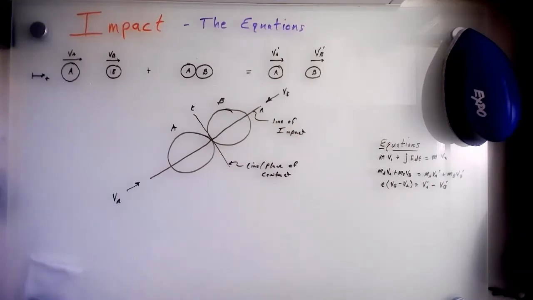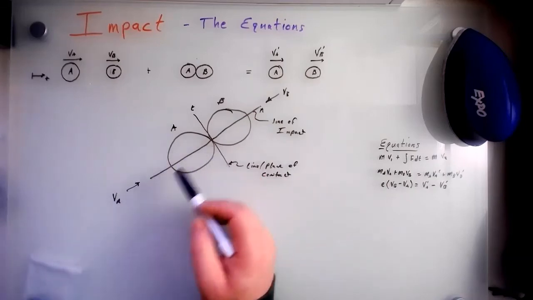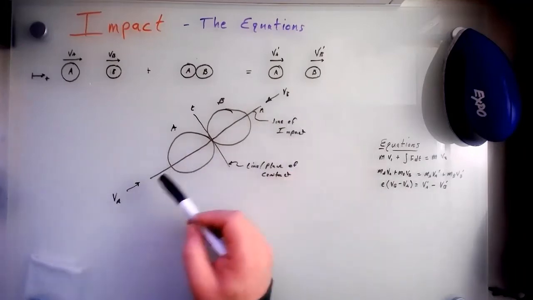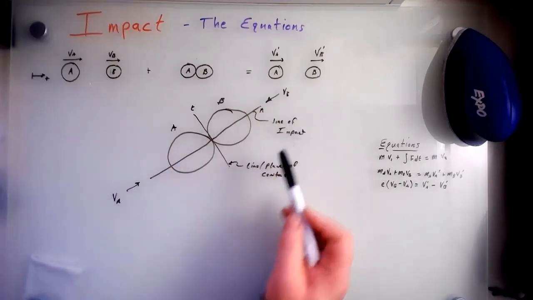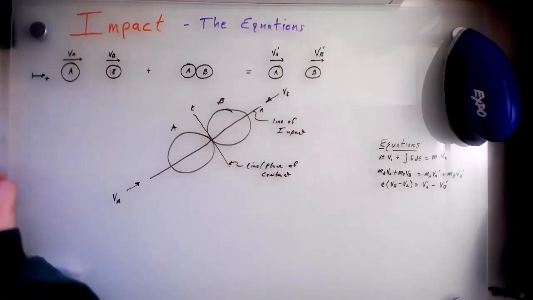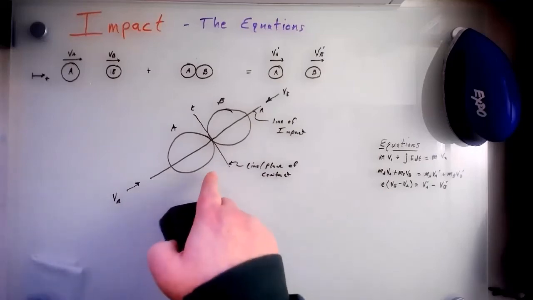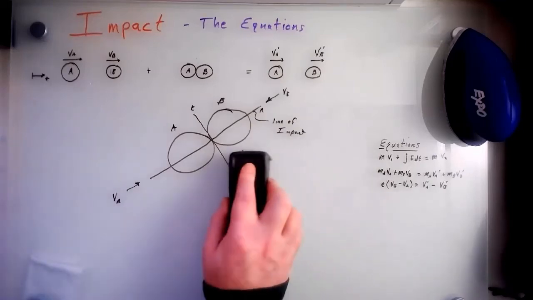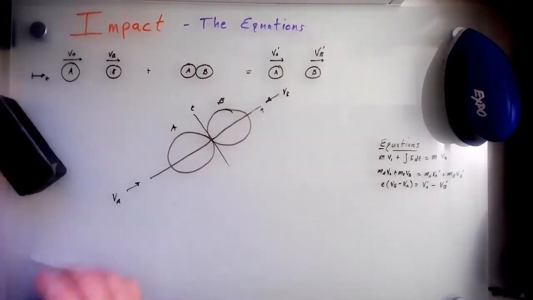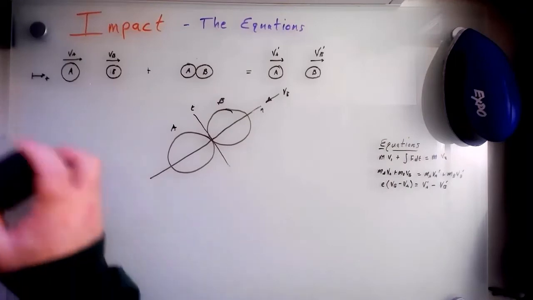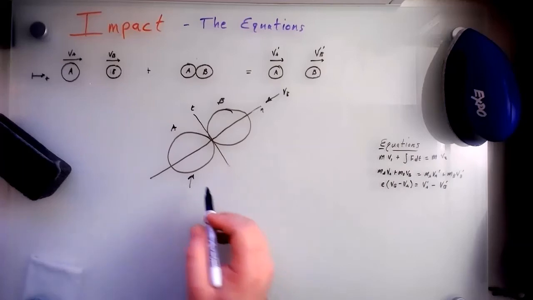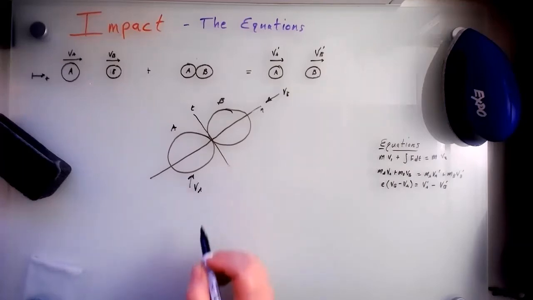Other terms: the direct impact is when the velocities are aligned along the line of impact. Oblique is when they're not. It's really that simple. Let's see, what else? When we analyze this, we looked at direct impact. Let's look at oblique. So let's say that we've got something like this.